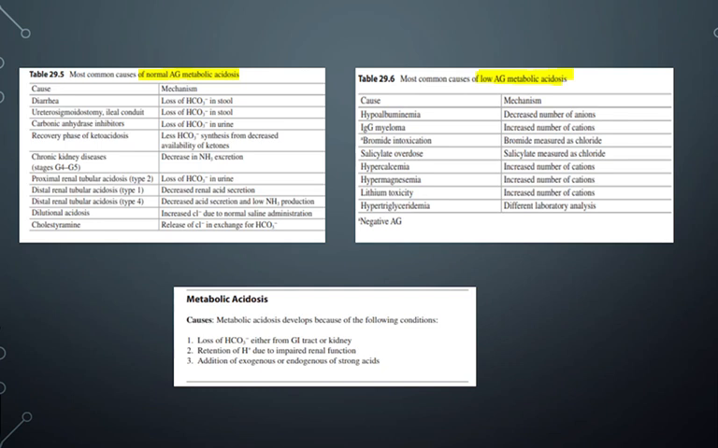Then you can have hypoalbuminemia as a cause, hypercalcemia and hypermagnesemia. Lithium toxicity is one cause. All these things can sometimes lead to a low anion gap metabolic acidosis.